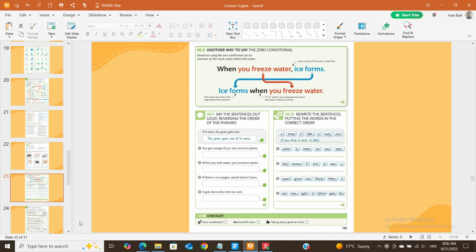If you kick a ball, it moves. If you water plants, they grow. 4 When the sun rises, it gets light. 48 Checklist. Zero conditional. Scientific facts. Talking about general truths.